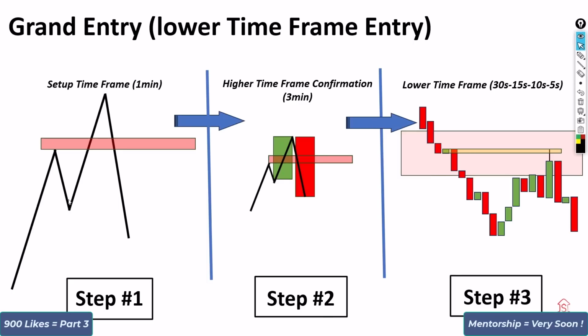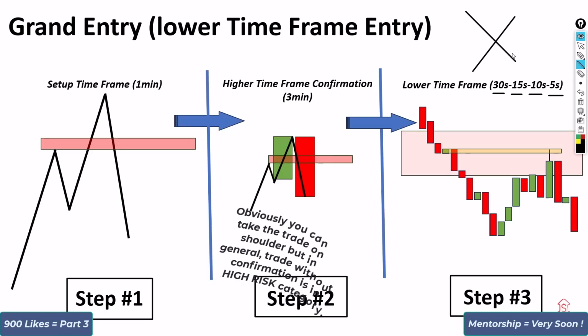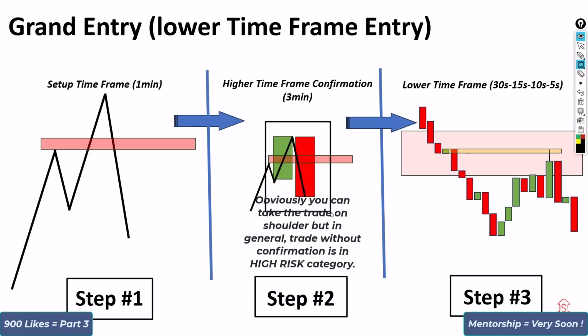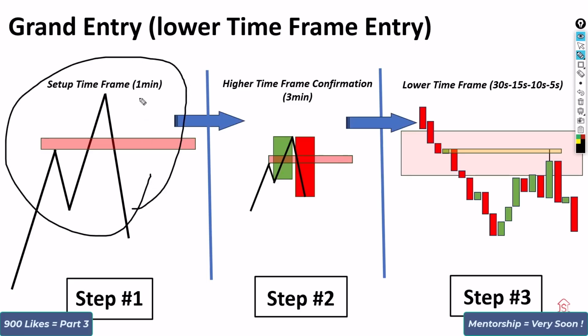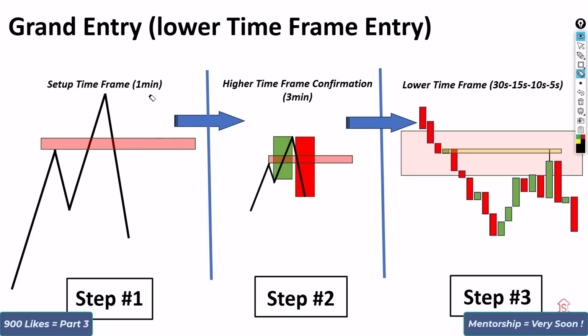So now you have an idea about detecting the setup, higher time frame confirmation, and lower time frame entry. So what if we don't have a proper supply at the lower time frame? For example, if you don't see your proper supply in any of these time frames, then you just don't take the trade. That's it. That's simple. If you don't see this engulf at the higher time frame, then you don't take the trade. If you don't see the setup at the 1 minute time frame, then you will not have a trade. That's very simple.